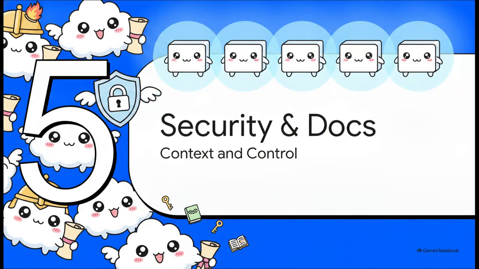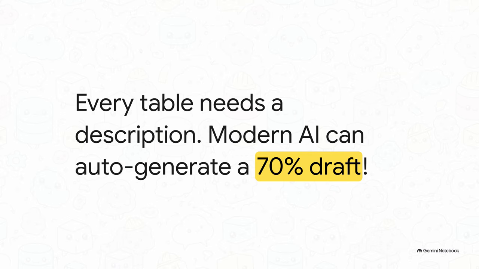Right, moving on to step 4, security and documentation, context and control. Look, a perfectly engineered, pristine semantic layer is completely useless if nobody understands it, or worse, if highly sensitive data is left totally unguarded. Every single table and column needs a description. And I know, that sounds incredibly tedious.